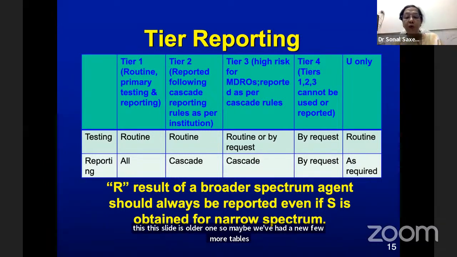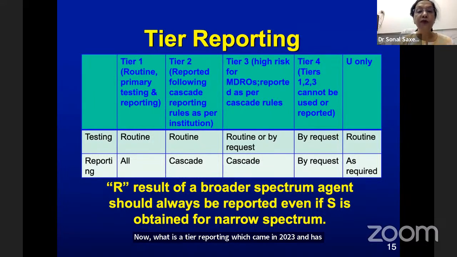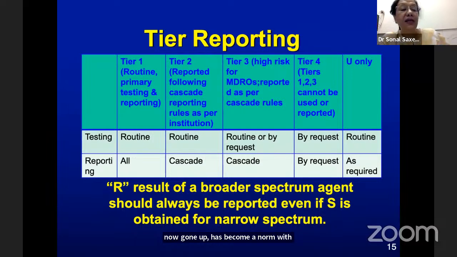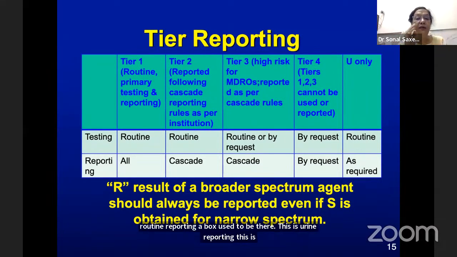Now, what is tier reporting, which came in 2023 and has now become a norm with the 2024 CLSI? In tier 1, you have what you earlier used to call the routine primary testing and reporting. So those of you who are before 2023 will remember that the CLSI used to tell you Table 1A, this is routine reporting, a box used to be there, this is urine reporting, this is special case reporting. Now we label it as routine.